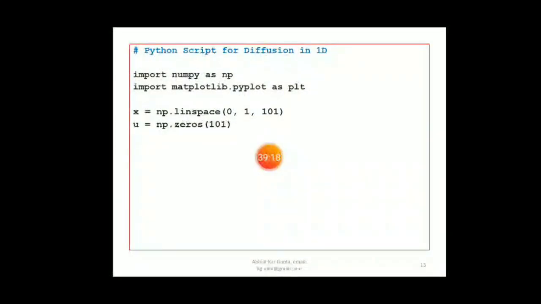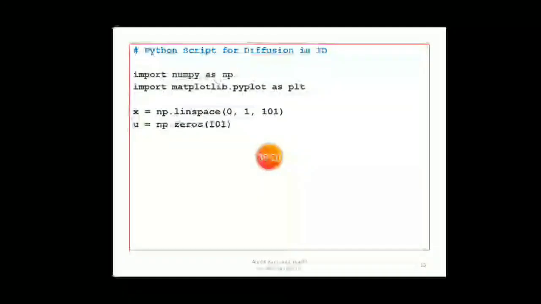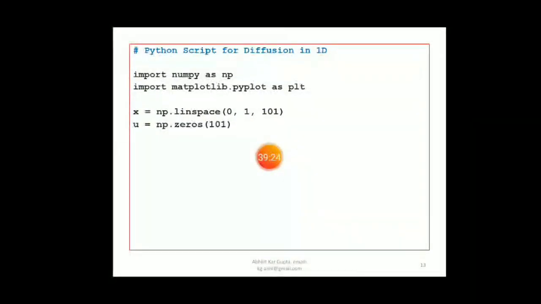The only difference is that the last and first points you don't update. The rest of the points you update. And this is the initial condition. That means at the middle, u[50], you give 1. You can give any value, I just give 1. So the unit does not matter. So it's a delta function probably.